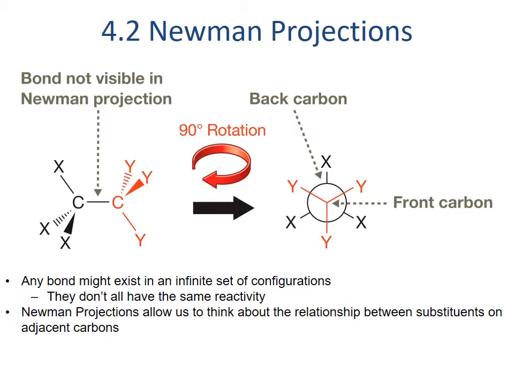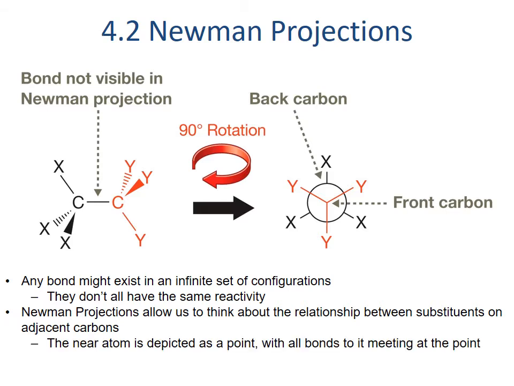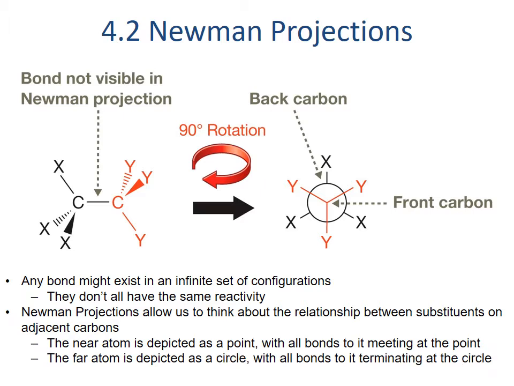A Newman projection is a way that we typically think about the relationship between atoms attached to adjacent atoms. The nearest atom, typically a carbon, will be depicted as a point. Substituents will space themselves around the atom equally, and their bonds will come together and meet at the point, making a Y shape for tetrahedral atoms. The bond that we are looking at is behind the first atom, so we draw the second atom as a circle, again with its substituents spacing equally around it.